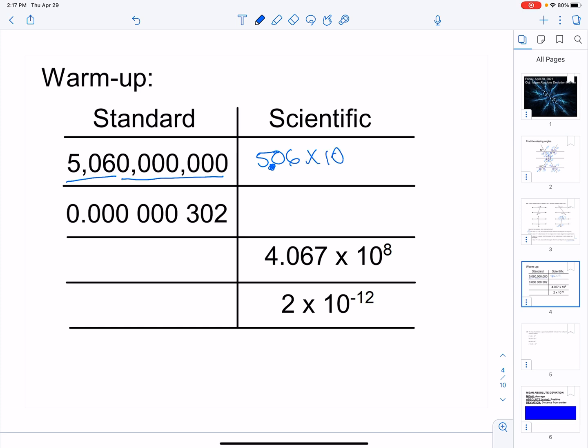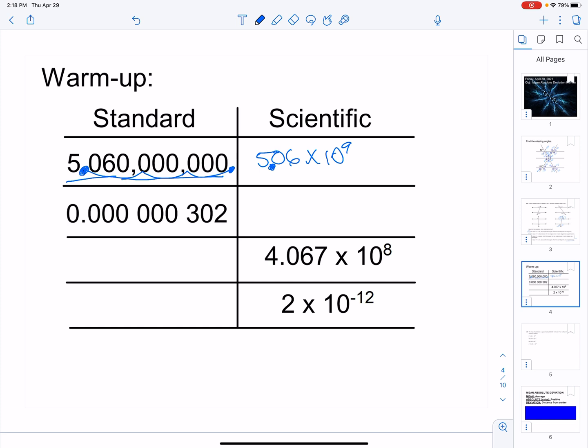And then we ask ourselves one question. How many places are between where my decimal was and where I moved my decimal to? So we got 1, 2, 3, 4, 5, 6, 7, 8, 9. It's a big number, so it gets a positive exponent. So it's 5.06 times 10 to the 9th.